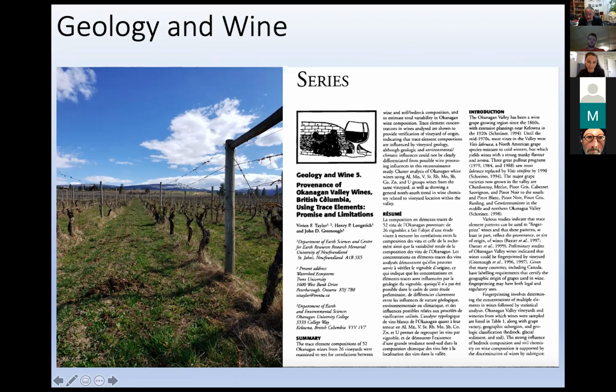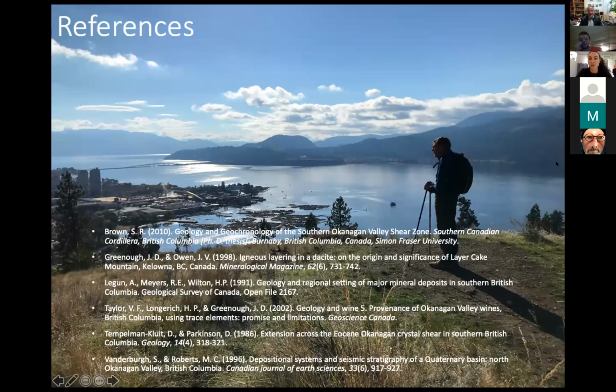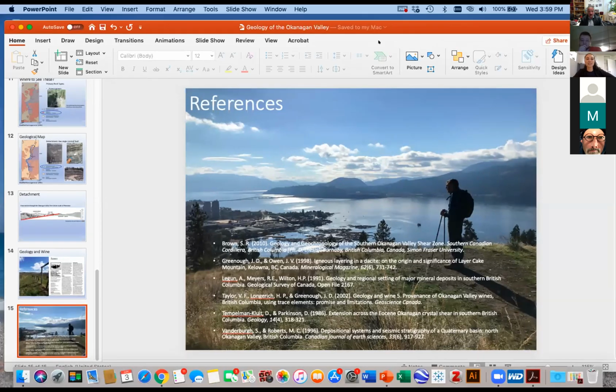Sorry, I missed some chat stuff. Oh, Blair Murray says, I like layer cake man. It's awesome. It is cool. I think it's my favorite thing. It looks delicious too. Yeah. Anyway, this is a view from Knox Mountain that I just thought I would end with.